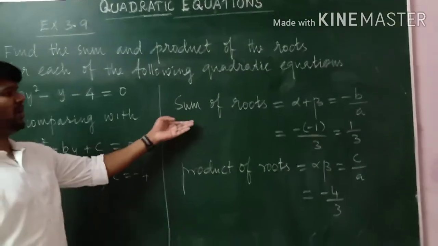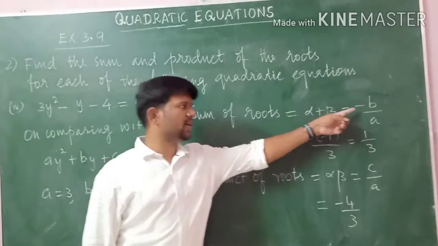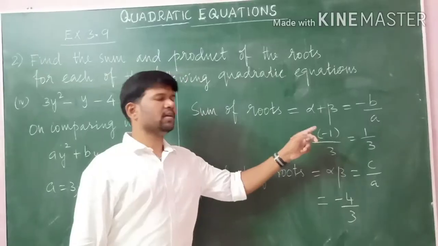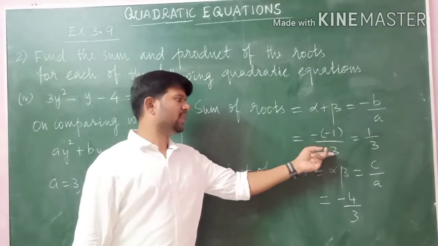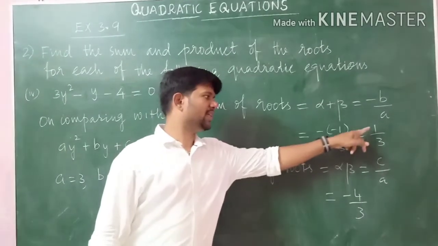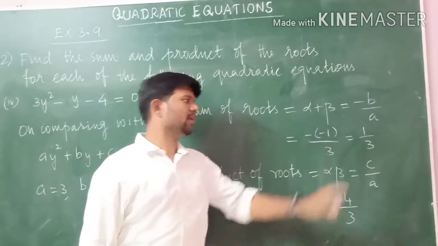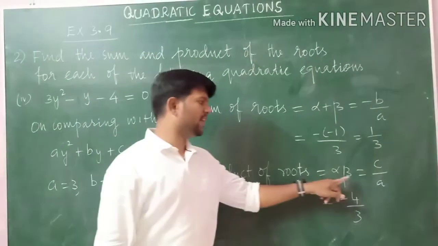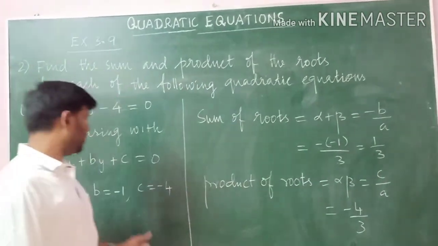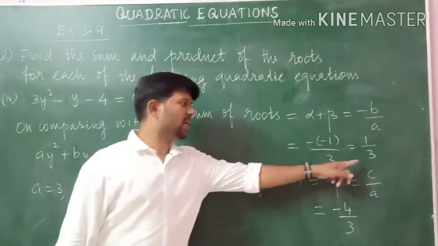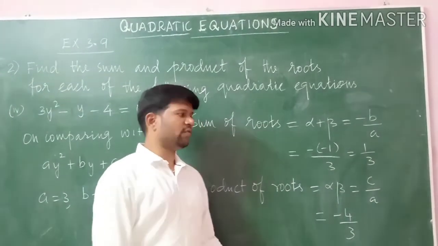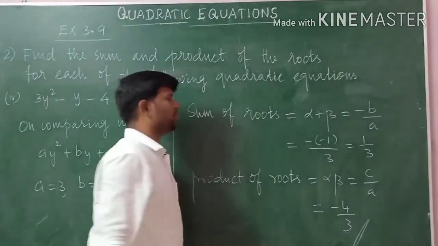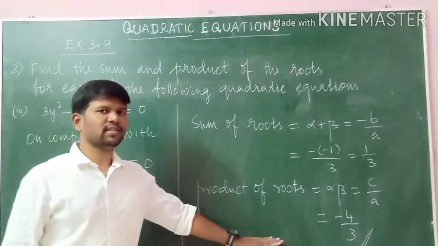We know that the sum of roots, alpha plus beta, equal to minus b by a. The value of b is minus 1. Minus of minus 1 by the value of a, which is 3. So it is minus of minus 1, plus 1 by 3. So it is plus 1 by 3. And the product of roots, alpha into beta equal to c by a. The value of c is minus 4 and the value of a is 3. So minus 4 by 3. Therefore the sum of roots is equal to 1 by 3 and the product of roots is equal to minus 4 by 3.